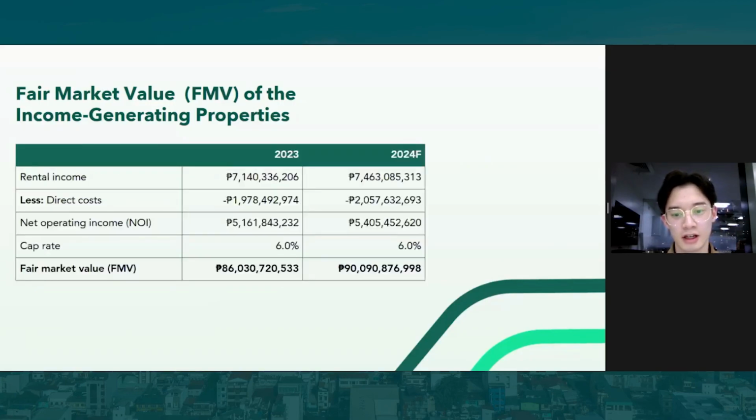For this example, I'm still using a REIT. Since we forecasted the rental income and direct cost for 2024, which was shown in the previous slides, we can now get the NOI, or net operating income, for 2024, which equates to 5.41 billion pesos. And for the cap rate, I'm using 6%, which is taken from Collier's report on the office sector. This is just for this example. And so with that, we've arrived at a fair market value of its income generating properties. It's worth 90 billion pesos.